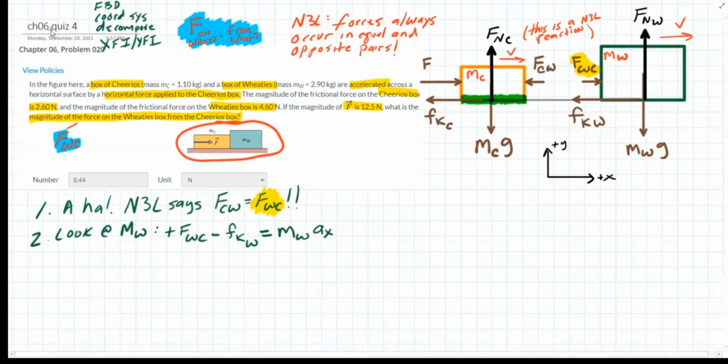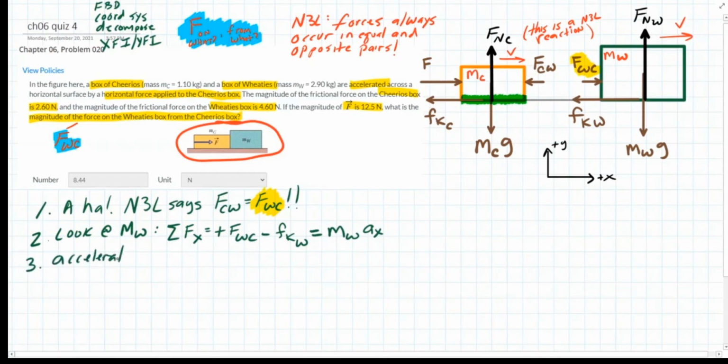I should have started this off with great care that says the sum of all X dimension forces. Okay. So let's say something about acceleration. We need to make an acceleration statement. And here's what I'm going to say.